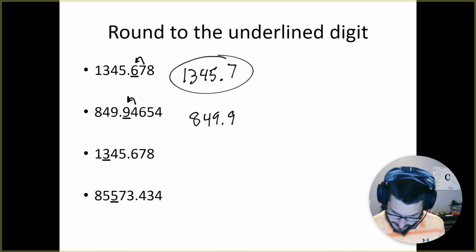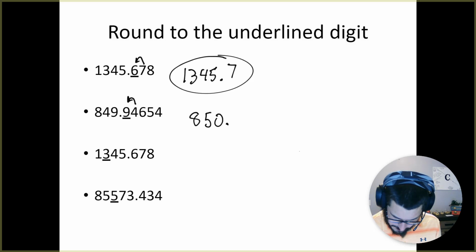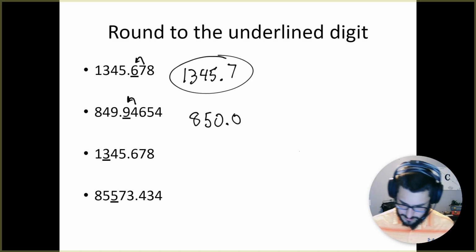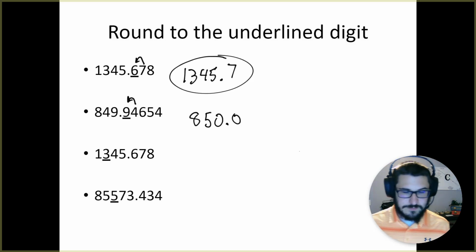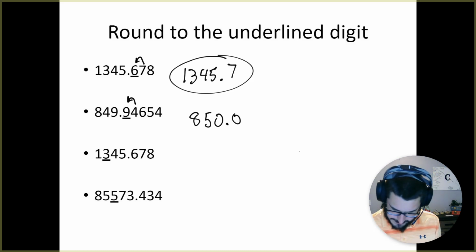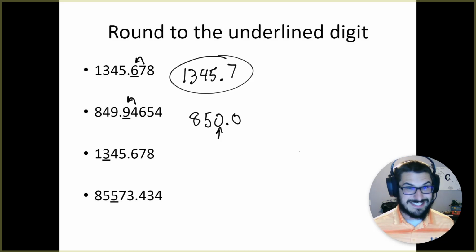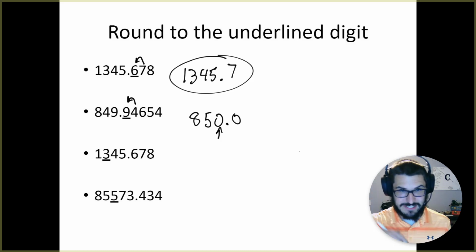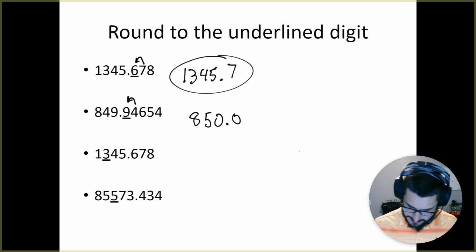849.9 is going to round up. So instead of 0.9, that'll end up being 850.0. Okay, so that's because that 9 rounded up. That meant that it rounded up to 10, but that next number was a 9, so it rounded up to 10 also, which made it 850.